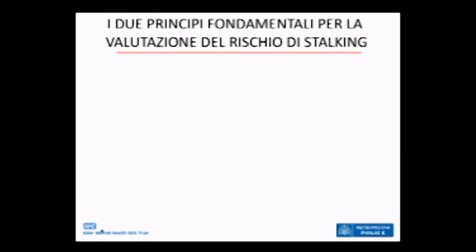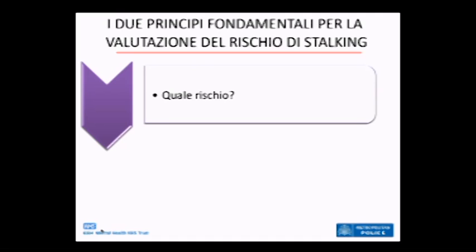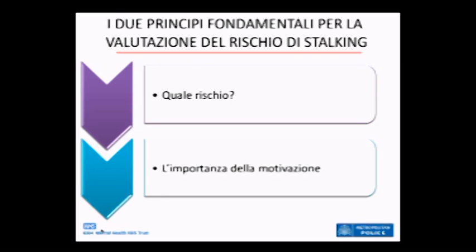Why do we need a detailed assessment of stalking cases? Well, firstly, in order to protect the victim, also to determine the intensity of the police and the legal response. We have limited resources, so we wish to employ them with high-risk cases and not with low-risk cases. The assessment helps formulate the management plan, and it indicates the treatment needs of the stalker. Now, there are two fundamental principles in assessing risk in stalking. Firstly, what is the nature of the risk? And the second thing is the importance of motivation. And I shall go through these two now.